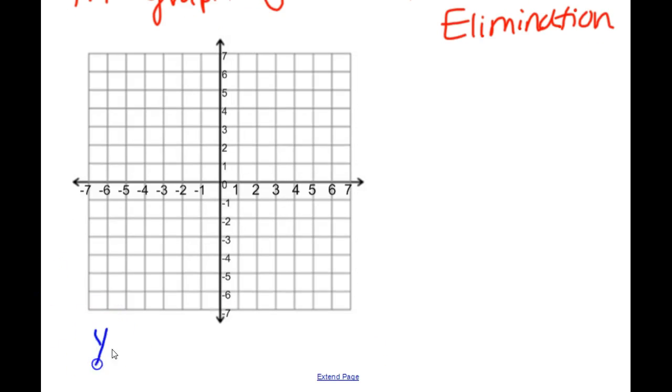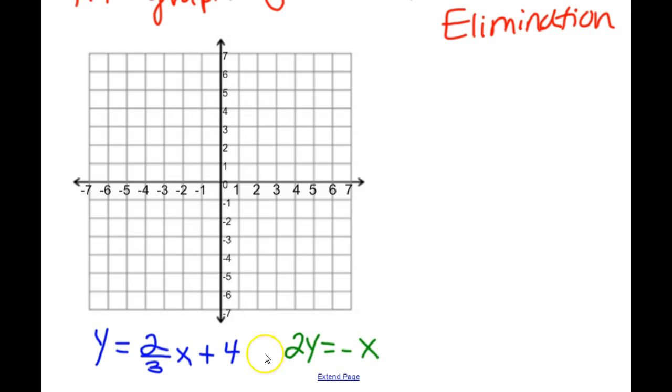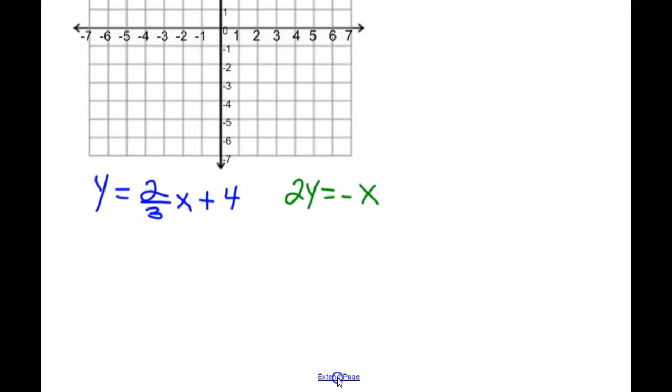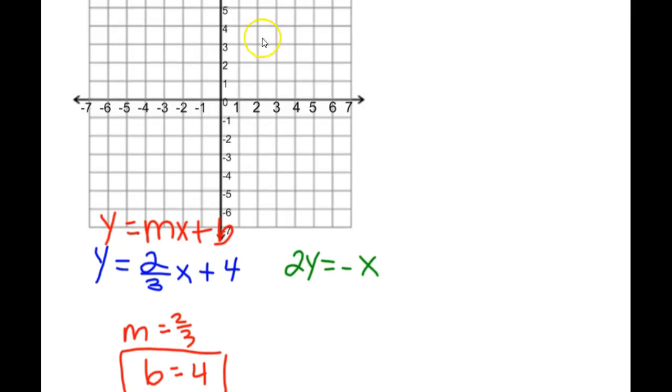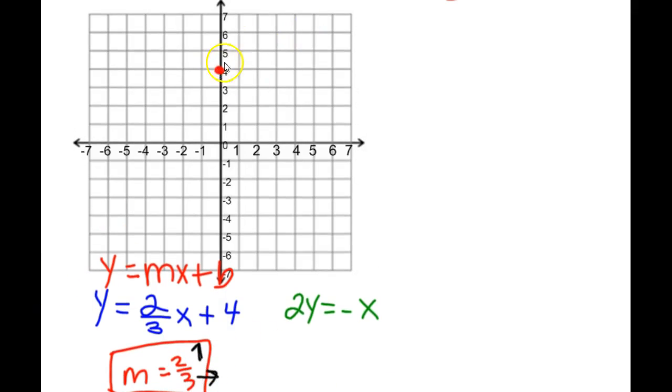If they give us two equations, let's say we have y equals 2/3 x plus 4, and let's say the other equation is 2y equals negative x. We would need to solve these for y to get the form y equals mx plus b so we can graph them. This one is already in that form. I know m is 2/3 and b is 4. Remember, b is where we begin, so I would begin this graph at up 4. And my slope m is how we move. Rise over run. So I would rise 2, 1, 2, and run 1, 2, 3.